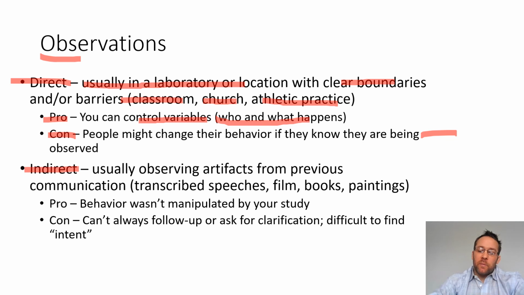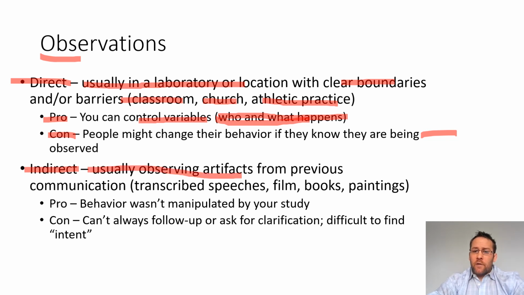So if I bring a bunch of people into a laboratory and say, okay, hang out with each other, I'm going to observe you, they know they're being observed, and they're going to change their behavior. So this becomes a problem with direct observations. But again, I can control all the elements in a laboratory that I can't control outside of a laboratory.